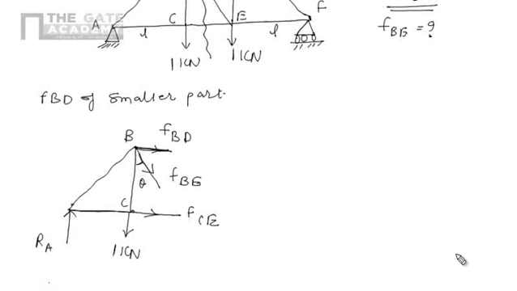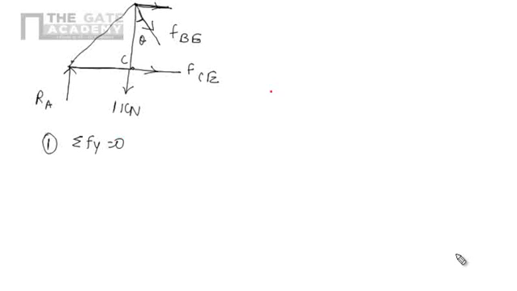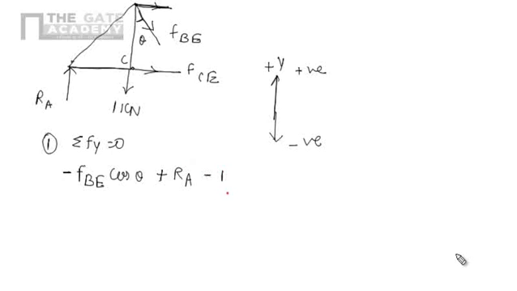So we apply conditions of equilibrium here. Suppose I apply the condition based on vertical forces, that is, the algebraic summation of all vertical forces should be 0. In the y direction, positive y is positive and negative y is negative for us. So we have FBE cos theta, which is in vertically downward direction, so negative. We have the RA reaction, which is upward, so positive, and 1 kilonewton, which is downward, so negative, equals 0. So we have FBE cos theta equals RA minus 1.